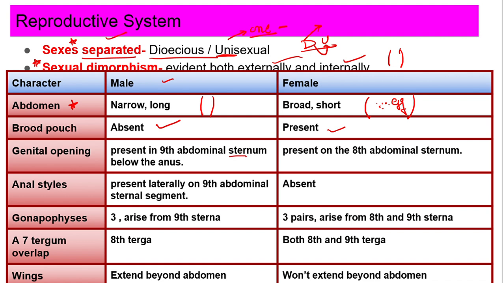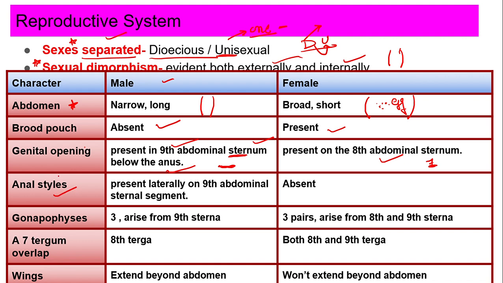Talking about the genital opening, in the male it is present in the ninth segment. Which segment? Sternum. What is sternum? The ventral side sclerite we call sternum, below the anus. The genital opening is present below the anus in the ninth abdomen. Now in the female, it is present on the eighth abdominal sternum. Here you will be able to see only 7 sterna in the female.